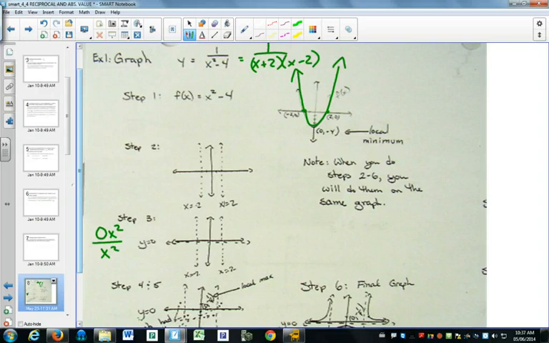Then for plotting points, what are points that you know on your graph? You know (0, -4). For x squared minus 4, can you see that if you plugged in 1, you would get (1, -3)? And if you plugged in 3, you get (3, 5).